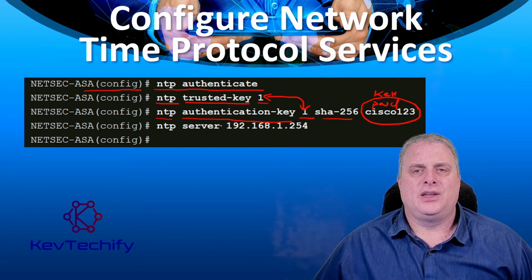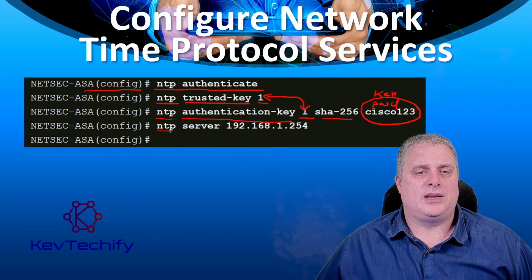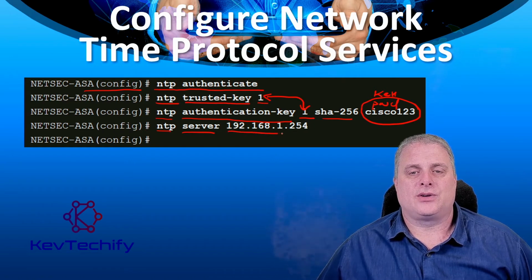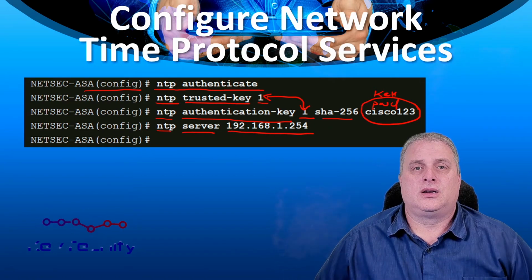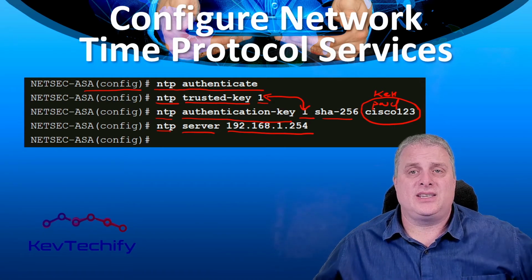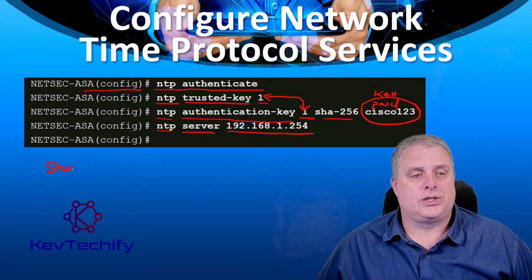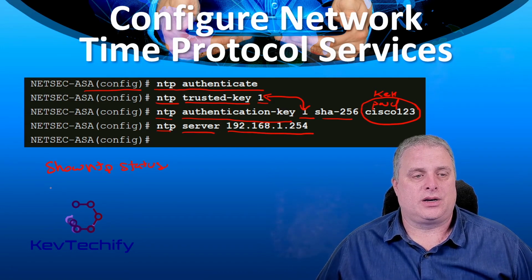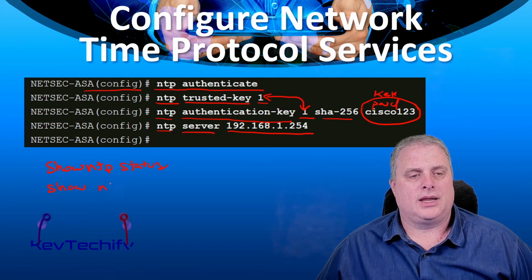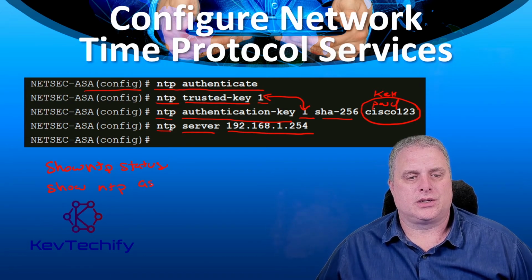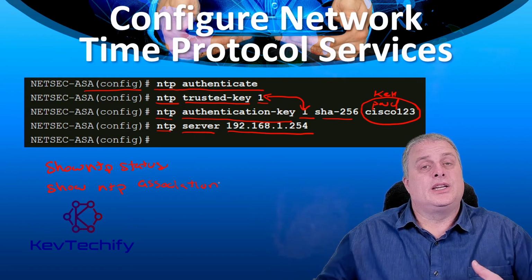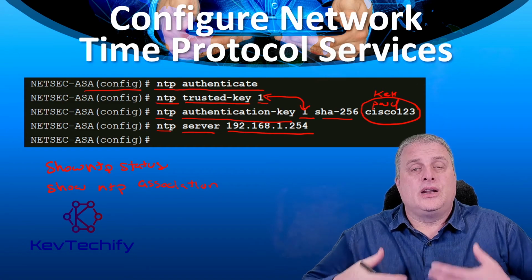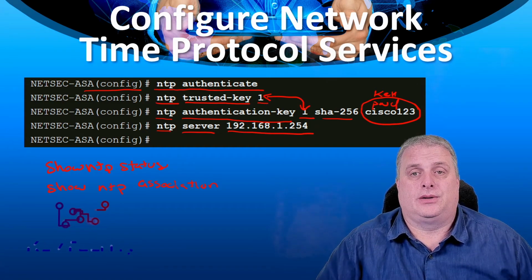And then finally, you identify your NTP server. We do ntp server and then the actual IP address of your NTP server. To verify your NTP configuration and status, there are 2 commands we can use. One is show ntp status. And then the other command here is show ntp associations. Those 2 commands will let you know that you are connected into an NTP server, that you're syncing with it, and it'll give you some more additional NTP information.